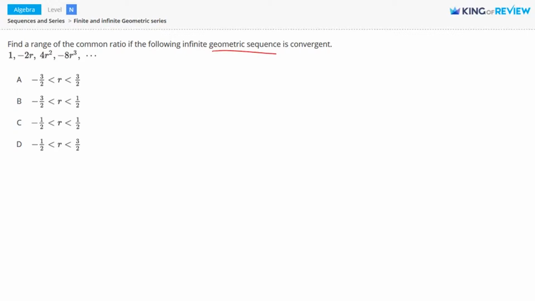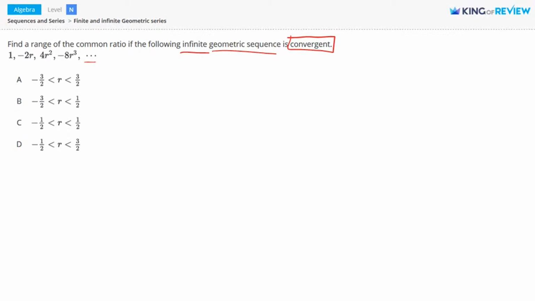A geometric sequence is a list of numbers or terms where the ratio of any term to the previous term is constant. Therefore, it has a common ratio. This is also an infinite sequence that's represented by these dots here. An infinite geometric series has infinitely many terms, yet it has a finite sum. And the last bit of information we're told about this sequence is that it's convergent.